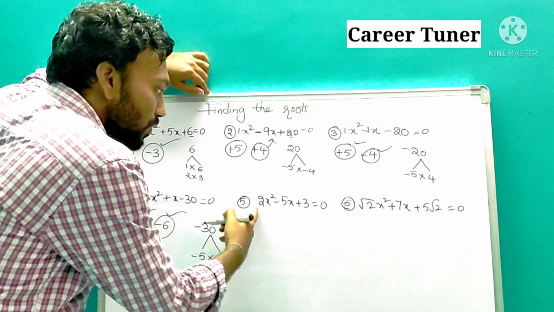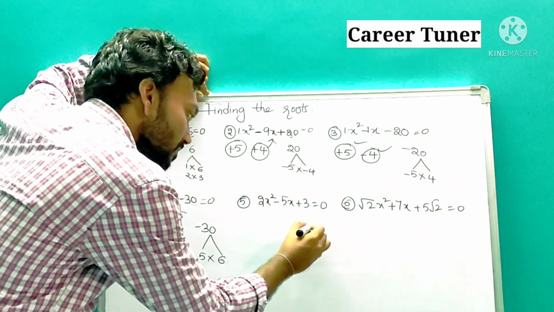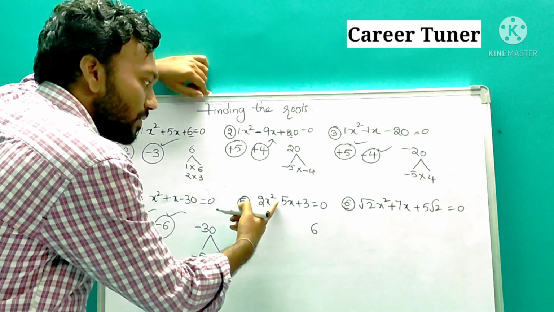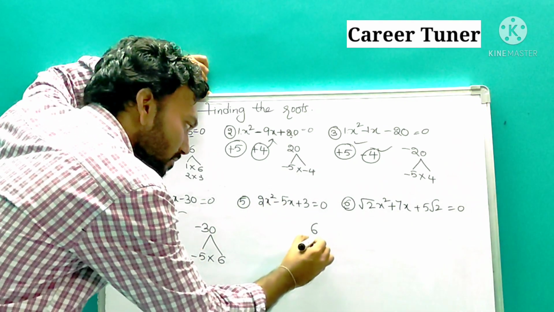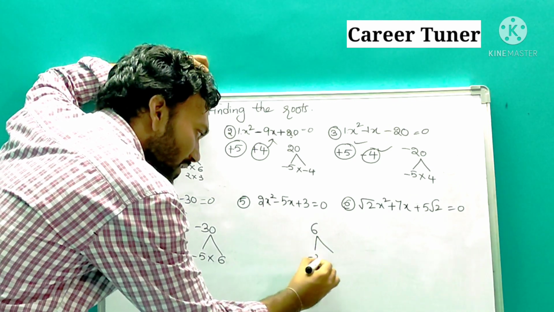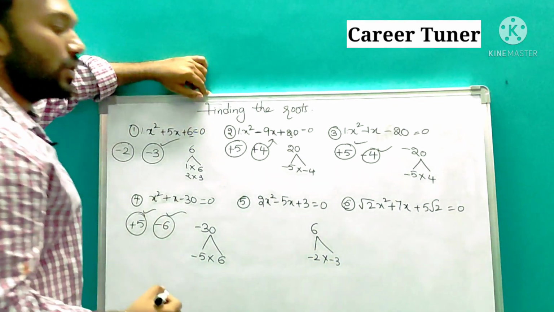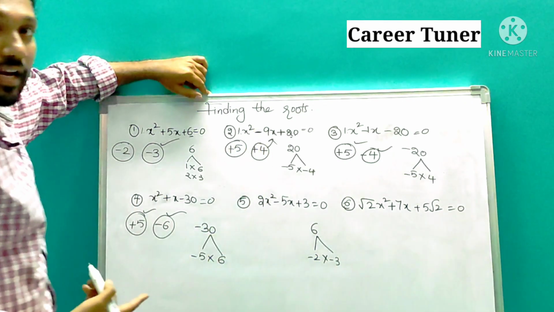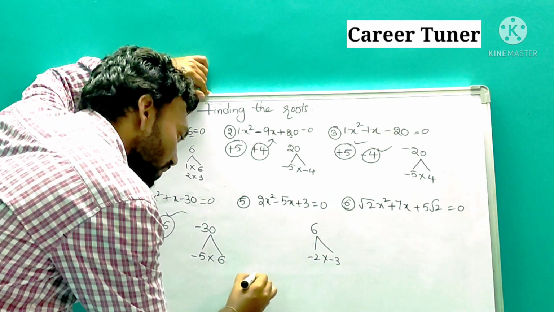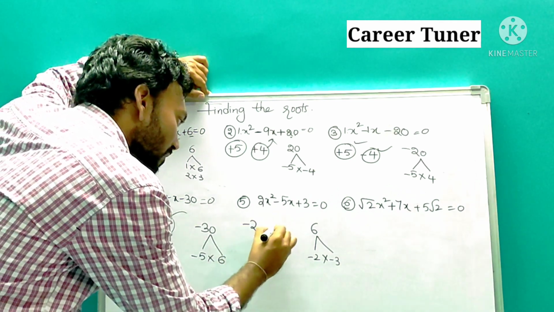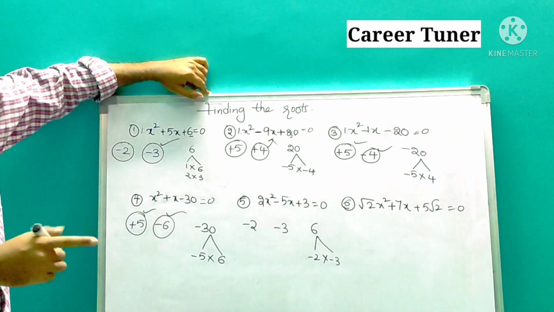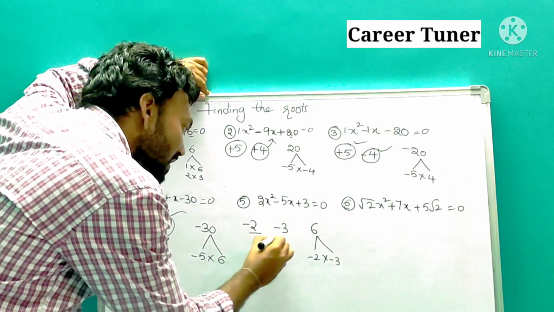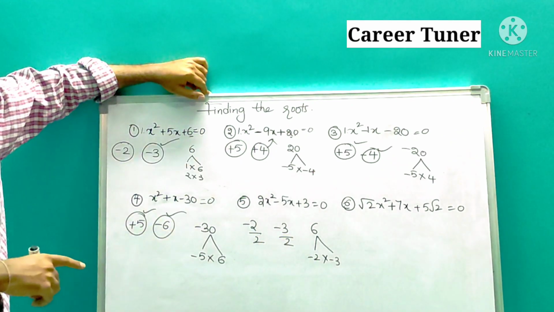Just look here. 2 into 3 is nothing but 6. The same process. After that you need to split it into factors so that you get how much? Minus 5. So I am going to write minus 2 and minus 3. Minus 2 into minus 3 gives us plus 6, and minus 2 and minus 3, if you add them, you will get minus 5. So that's clear. One number is minus 2 and one number is minus 3. But here, since we have the coefficient as 2, we need to divide both by 2. That is the additional step to be followed.